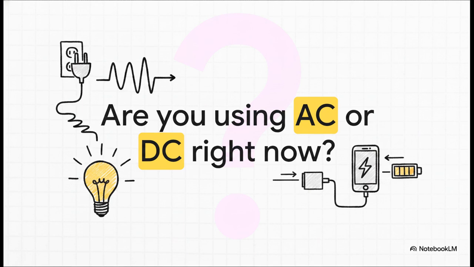So the next time you plug a device into the wall, take a second to think about that invisible translation happening right in the palm of your hand. Ask yourself, are you using the alternating current directly from the wall, or are you forcing it through a rectifier to capture that steady direct current for your battery? The power play is literally happening all around you.